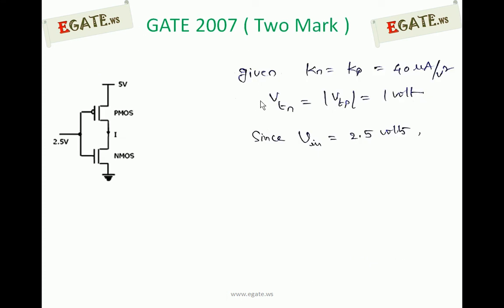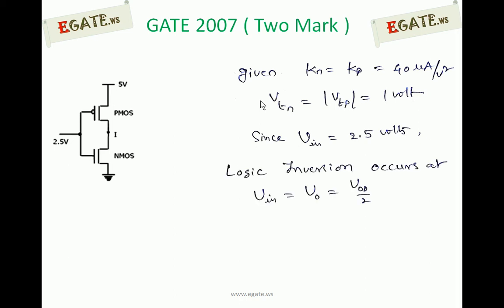Since the transconductance parameter as well as threshold voltage are going to be exactly identical for both PMOS and NMOS, and the W by L ratio is the same, we can say that the logic threshold is going to occur at VDD by 2. VDD is 5 volts, so VDD by 2 is 2.5 volts. Since input is 2.5 volts, output is also 2.5 volts, because logic threshold is VDD by 2.